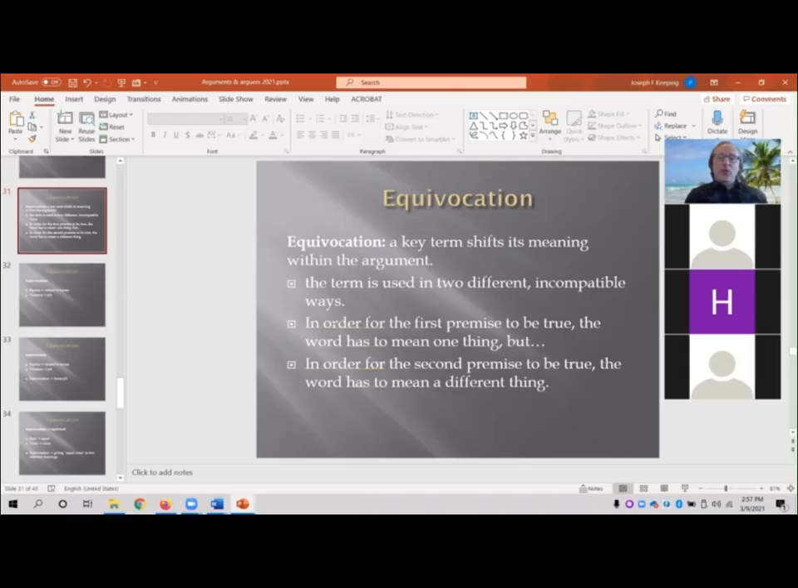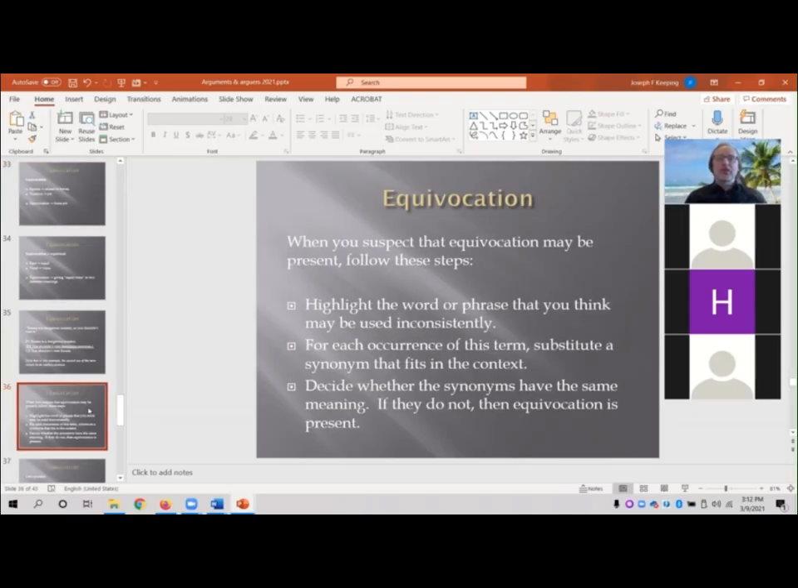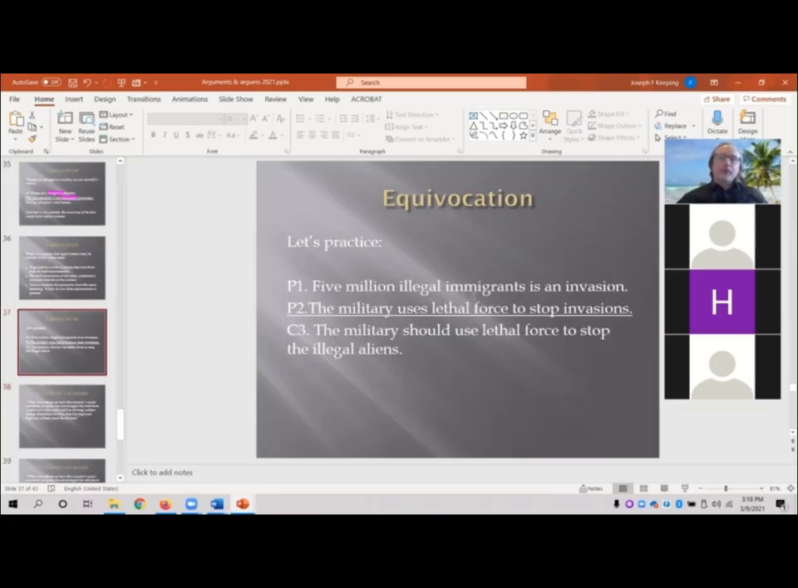So a different way to explain that is a step-by-step method which makes it pretty easy to determine whether or not equivocation is present in an argument. First, highlight the word or phrase that you think may be used inconsistently. Second, for each occurrence of the term, substitute a synonym that fits in the context. So I want to practice on this. To begin, I'll just read the whole argument to you.